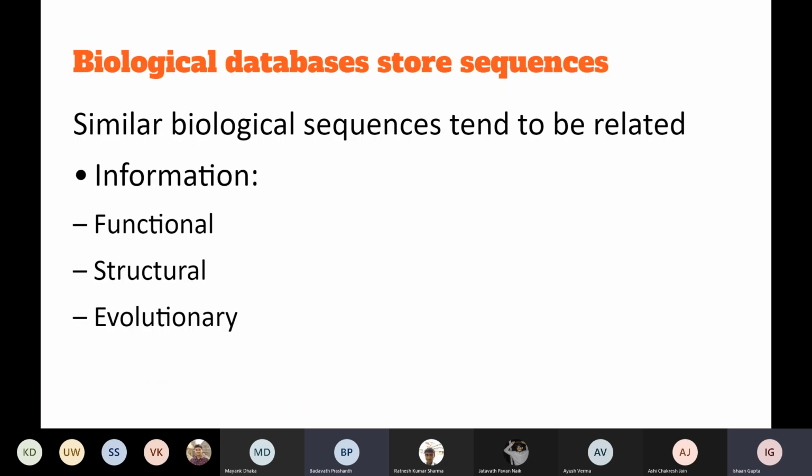So biological databases essentially store sequences. All right. Similar biological sequences tend to be related, right? So what kind of information are they storing? They are storing functional information, structural information, and evolutionary information.